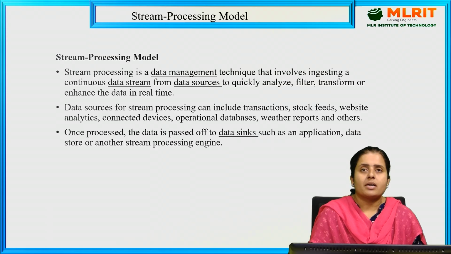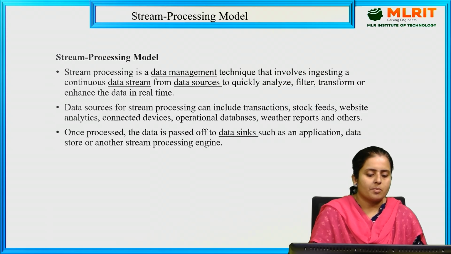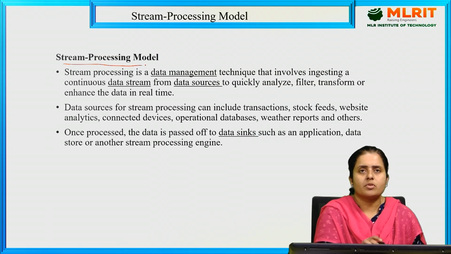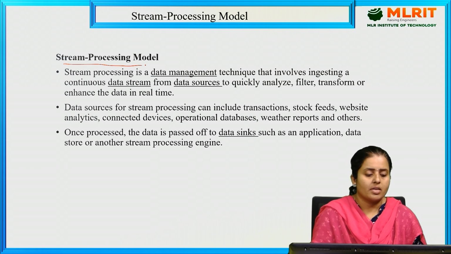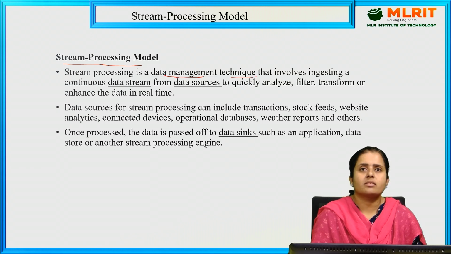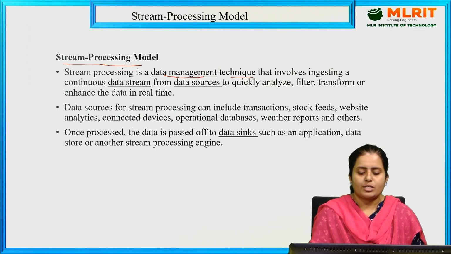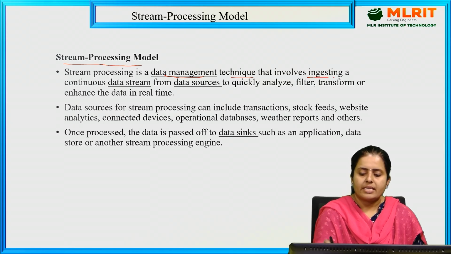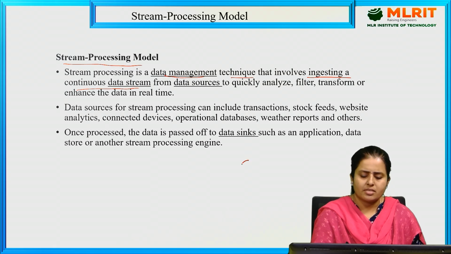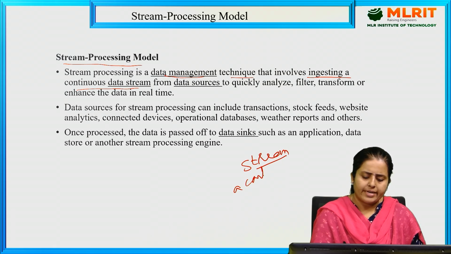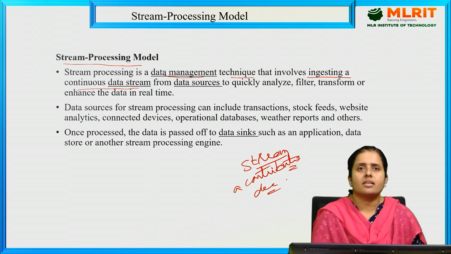As part of our first topic, now I'm going to explain stream processing models. So what is a stream processing model? Stream processing is a data management technique that involves ingesting continuous data streams. As the name suggests, a stream is nothing but a continuous flow of data. Dealing with such a continuous flow of data is nothing but stream processing.